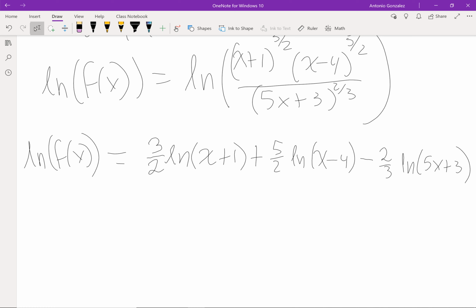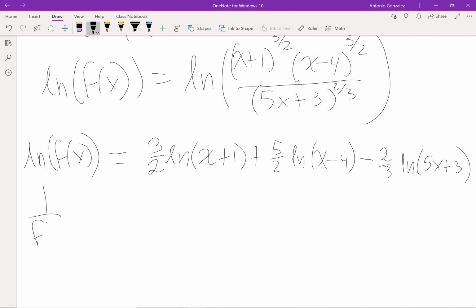All right, and now, as you hopefully start noticing, this one is a lot easier. I don't need the product rule. I don't need the quotient rule. I just need the derivative of the natural log, which is really 1 over that function. So now let's take the derivative of this, right? Now on the left side, here we're going to use implicit differentiation, right?